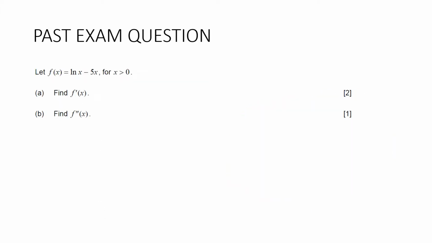All right, finish off with the past exam question. Let f of x equal log x minus 5x for x is greater than 0. Part A says find the derivative f dashed of x. So we just do it term by term. Derivative of ln x is 1 on x minus 5. Nice and easy. 2 marks, would you believe? 1 for that and 1 for that.